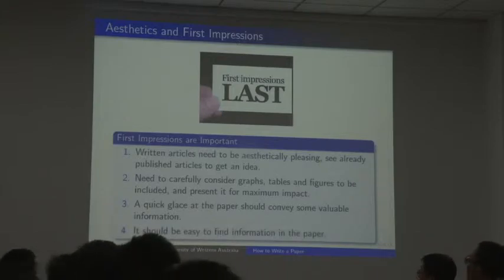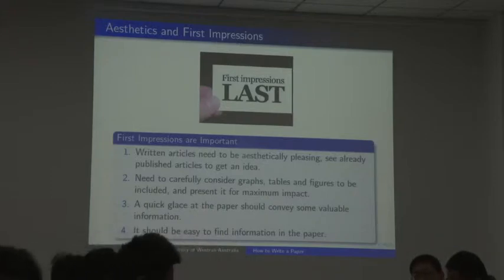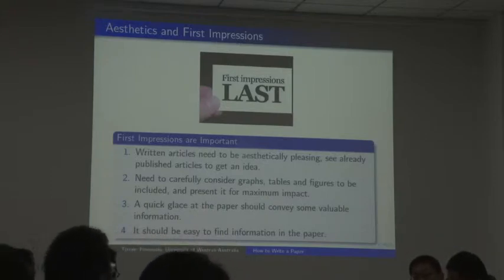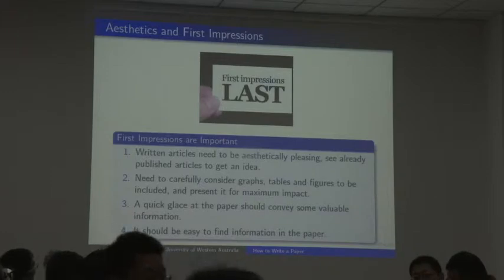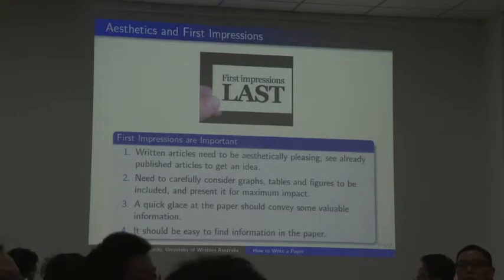And it should be easy to find information in the paper, right? When we get a paper, we know it has lots of information in it, and reading it is going to take time. It might be difficult also, especially technical papers. So it should be easy to find the information. It has to be structured so that the information is there for the reader to take. The information shouldn't be hidden somewhere in the text or in the paper. It should be easy to find the information.